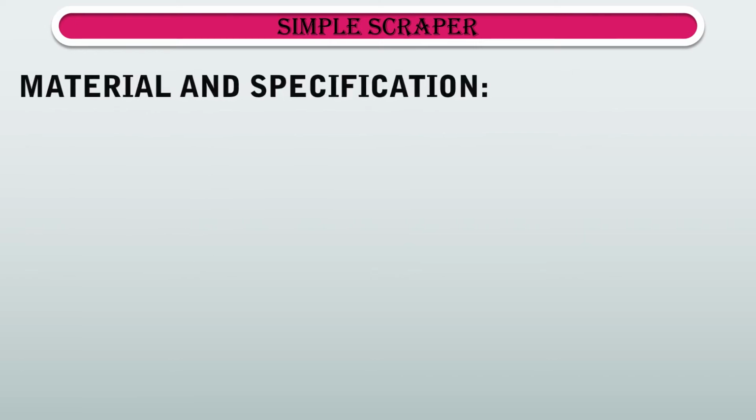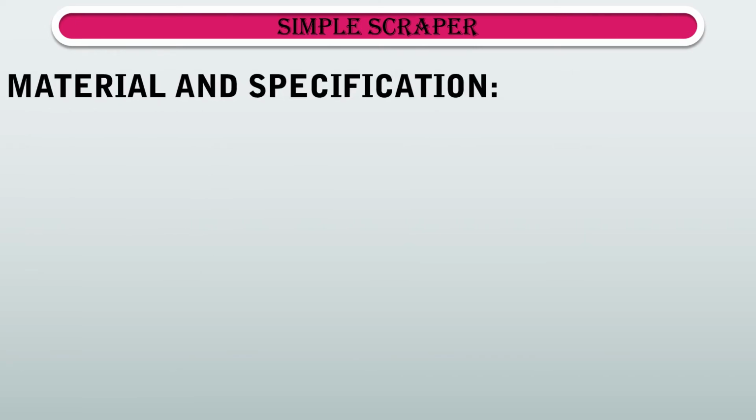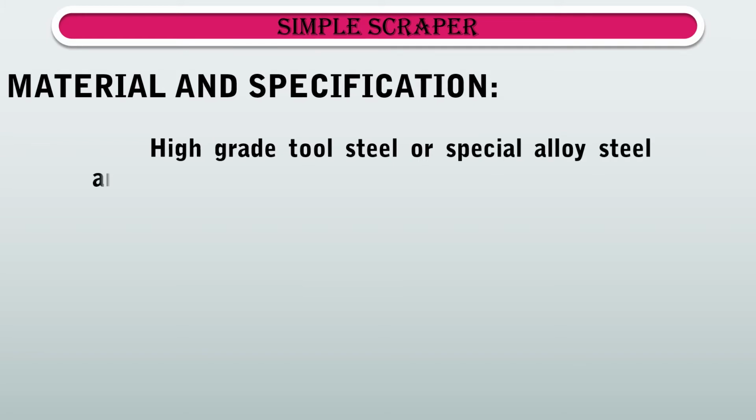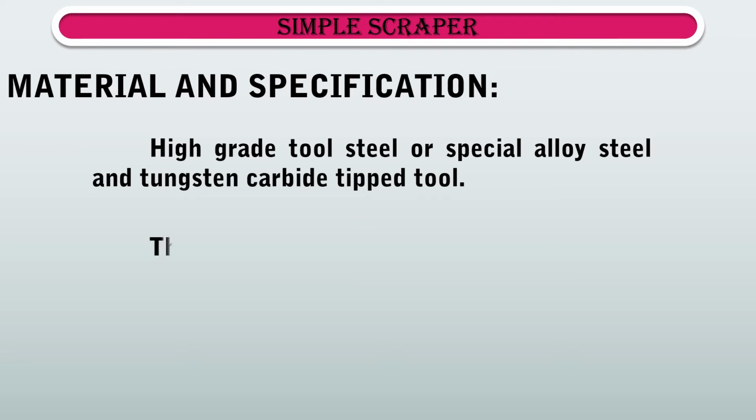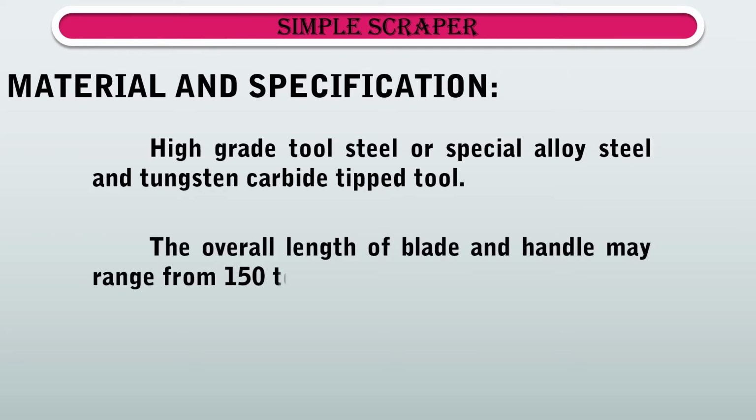Let's see the material and specification of scraper. High-grade tool steel, or special alloy steel, and tungsten carbide tipped tool. The overall length of blade and handle may range from 150 to about 500 millimeters.